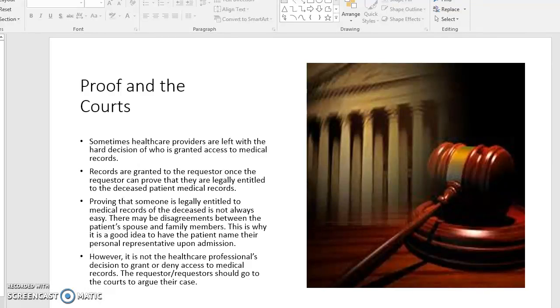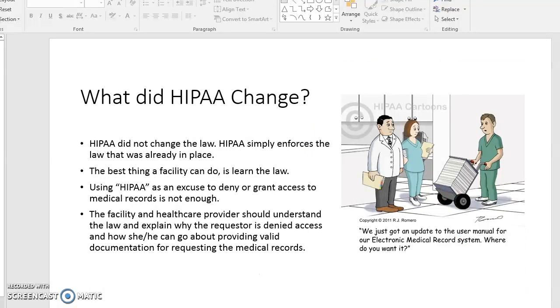However, it is not the healthcare professional's decision to grant or deny access to medical records. The requester or requesters should go to the courts to argue their case. What did HIPAA change? HIPAA did not change the law. HIPAA simply enforces the law that was already in place.